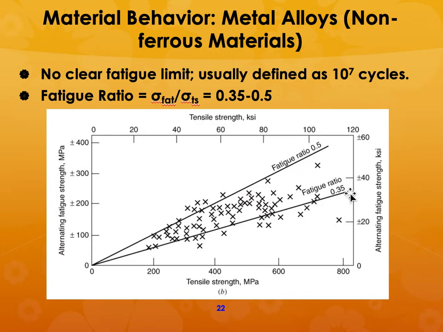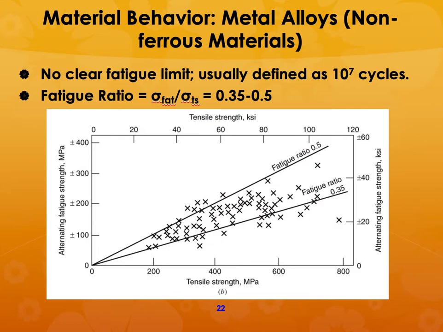Non-ferrous metals do not have a very clear fatigue limit, and typically this is defined as 10 to the power 7 cycles, or 10 million cycles. So what is a magic number? The magic number is 1 million cycles.